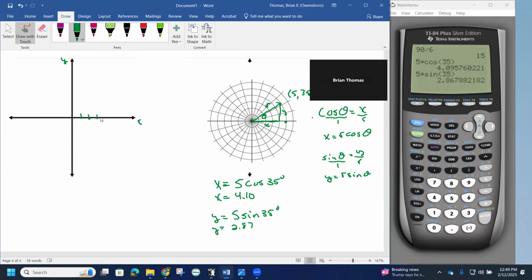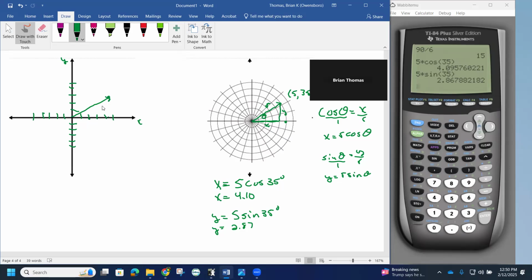Basically, if I come over here and try to create an x and y axis, 1, 2, 3, 4, 5 and 1, 2, 3, 4, 5, I'm trying to make these tick marks the same spacing as over here. That's not quite perfect, but if we go over 4.1, 1, 2, 3, 4.1 would be about here. Then if I go up 2.87, close to 3. If I make my point about here and then sketch that out, that would be the rectangular coordinates of that vector.